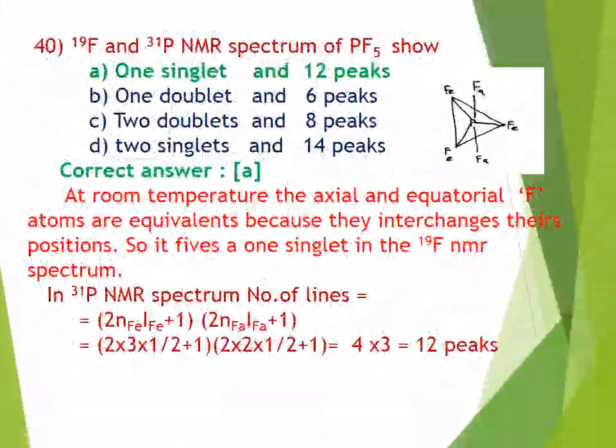40. F19 and P31 NMR spectrum of PF5. Let us see the correct answer. The correct answer is A, 1 singlet and 12 peaks. At room temperature, the axial and equatorial fluorine atoms are equivalent because they interchange their positions, so it gives 1 singlet in the F19 spectrum.